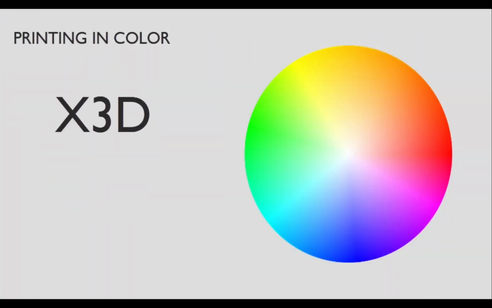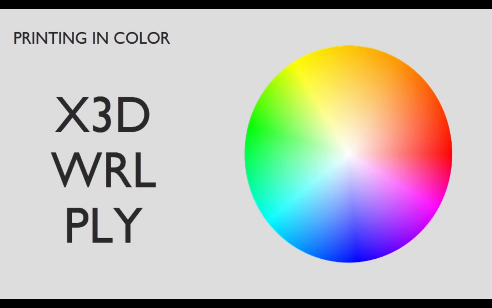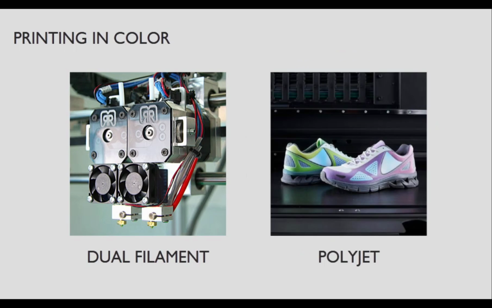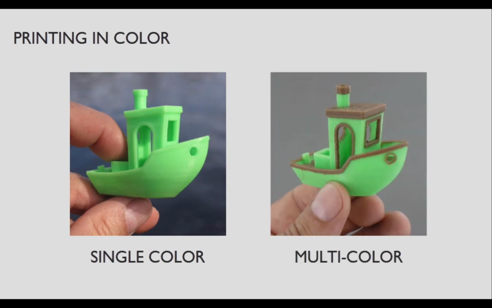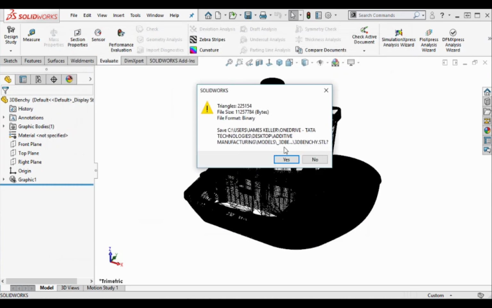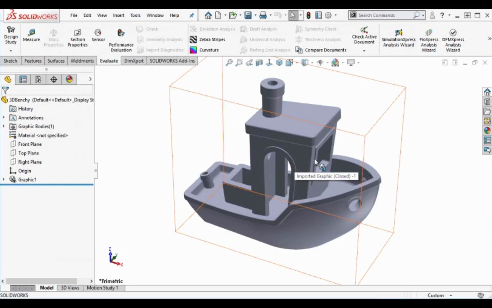Look for X3D, WRL, or Ply file types to print in full color. Note that you'll need a dual filament or PolyJet printer to print multicolored prints. I'll be focusing on single color FDM prints for the remainder of this course, but the lessons would apply to multicolor FDM prints as well. Once your CAD model is fully defined and exported, it's time to move on to CAM.